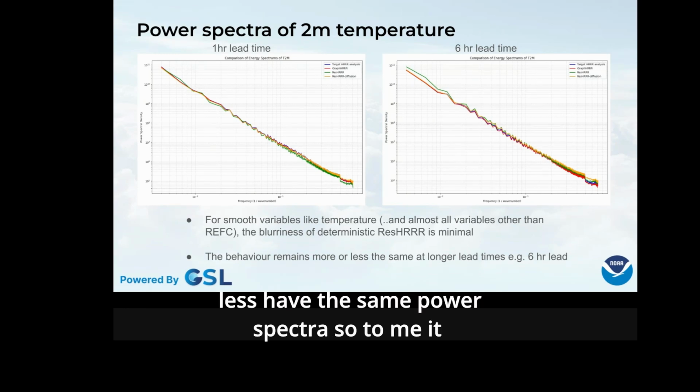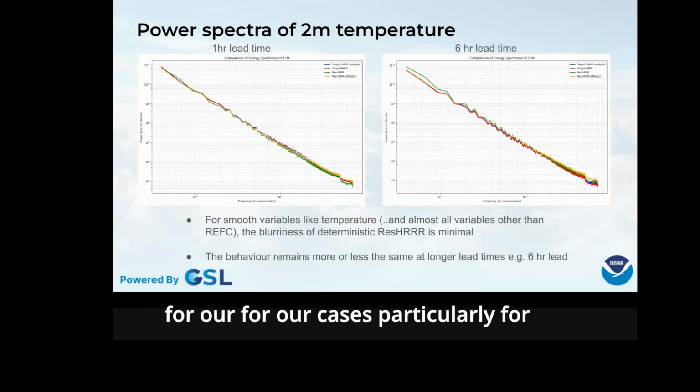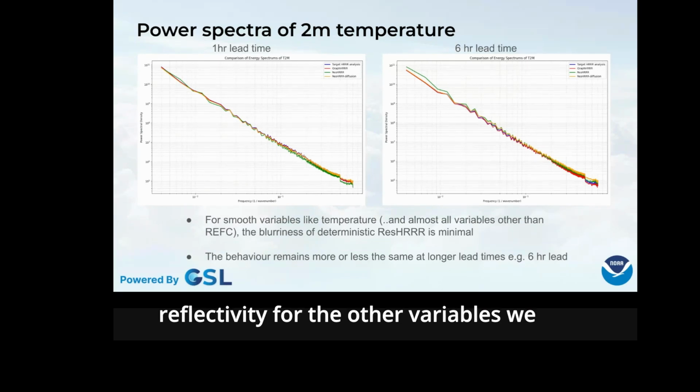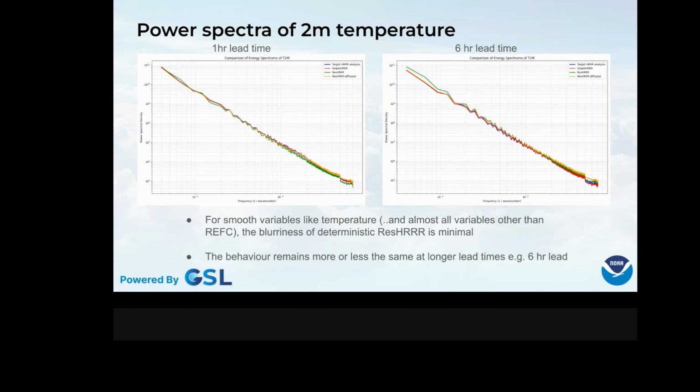Next slide. For the other variables other than composite reflectivity, all the models more or less have the same power spectra. It tells us that the advantage of diffusion models for our case is particularly for precipitation related variables like composite reflectivity. For the other variables, we could have as well used the deterministic model. Next slide.